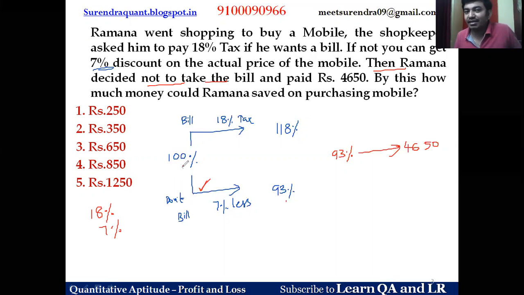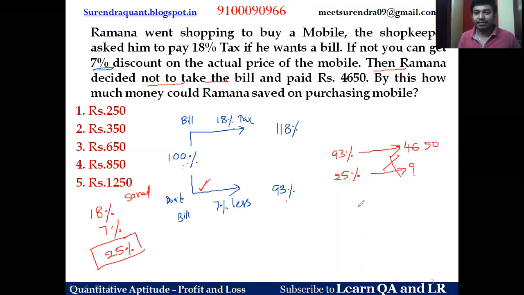On 100%, the 18% tax he saved. And on 100%, the 7% discount is nothing but his savings only. So totally he saves 25% of the cost of the mobile as his savings. See the beauty of this question. 18% tax he saved, 7% discount also his savings, so totally 25%. Now, if 93% is 4650, his savings 25% is what?